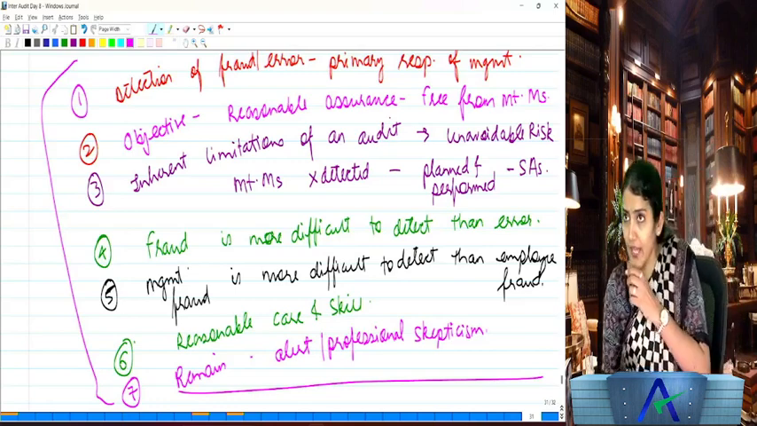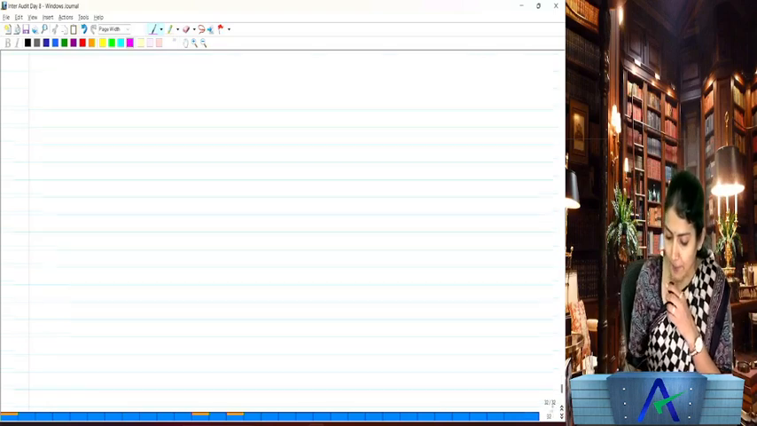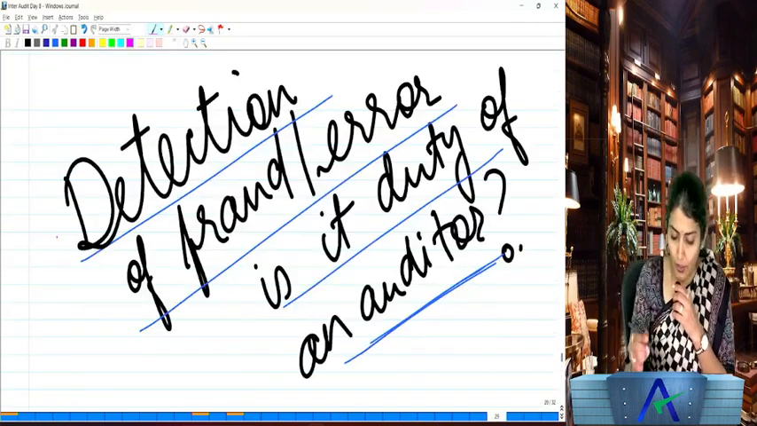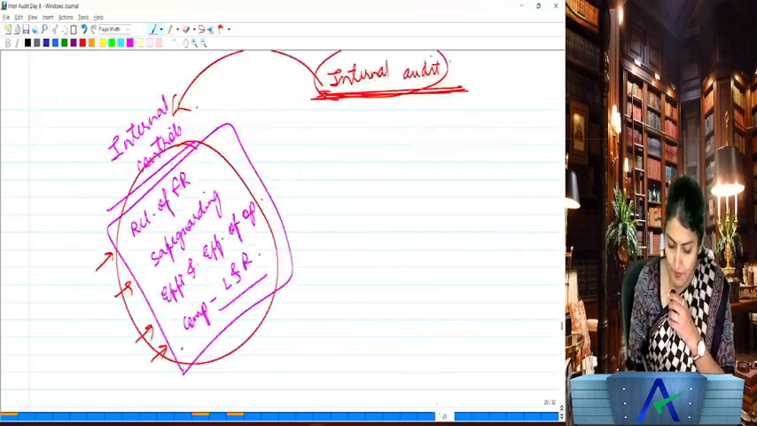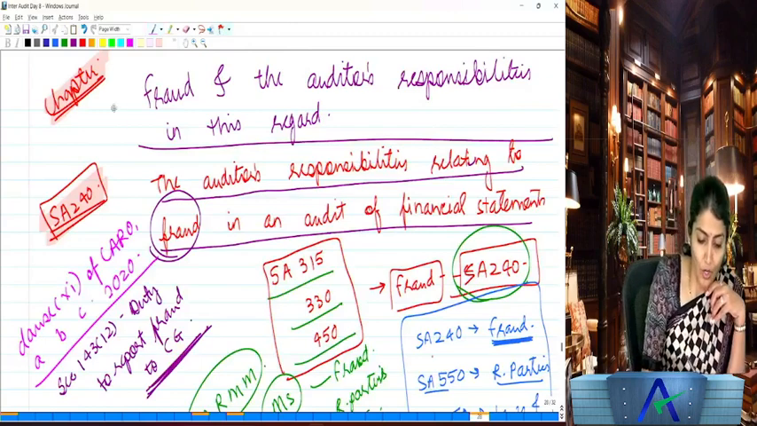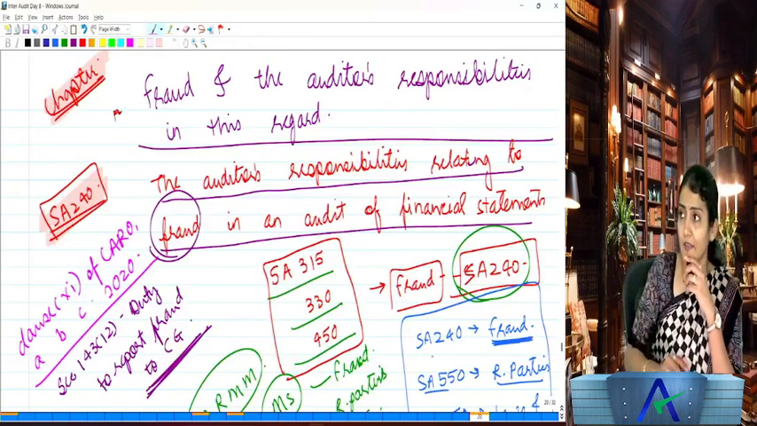Right, so we have started with the next chapter on fraud. What is the name of the chapter? Fraud and the auditor's responsibility in this regard.